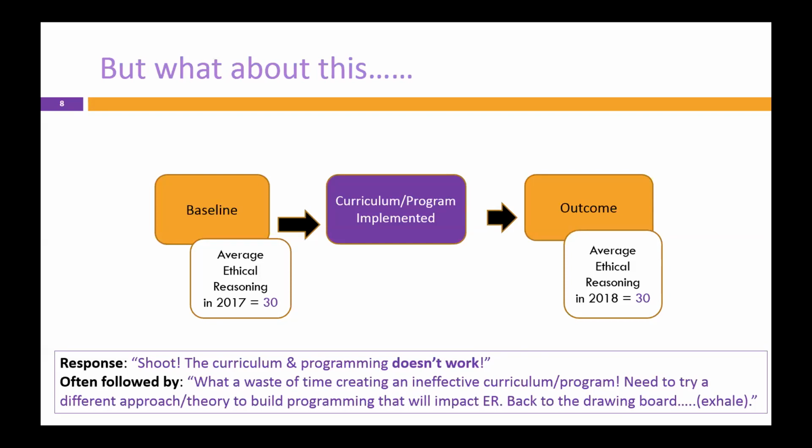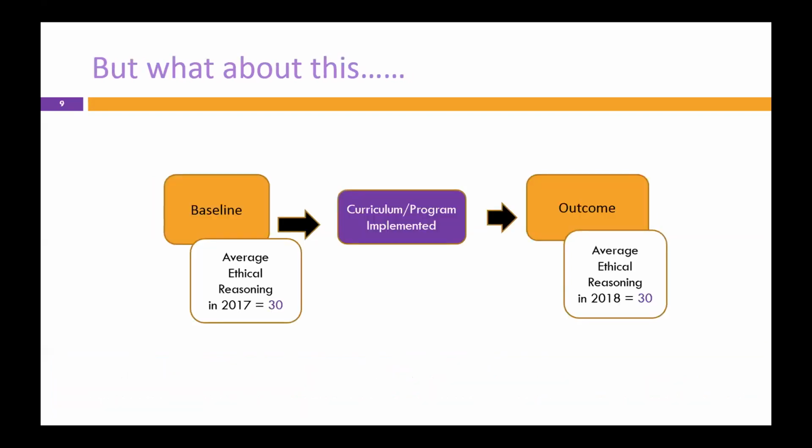And usually if I'm at the table or in the room and this comes up, I say something like, well, hold on a second. Maybe it's not that the program that you developed, that you spent so long developing, a year, 2 years, maybe it's not that that program doesn't work. Because in fact, when I see a result like this, a 30 at pretest and a 30 at post-test, you know who that result would typically align with? A control group or a comparison group that never got the programming. In fact, that's exactly what I would expect for a group that never got the ethical reasoning curriculum.